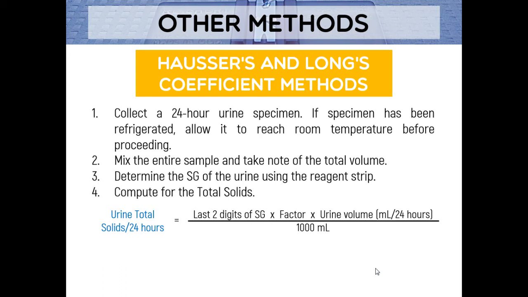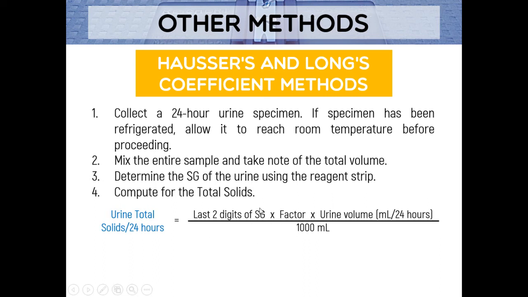For Hauser's and Long's coefficient, we account for the total solids, all the solids found in the urine, regardless of the cell type present. So regardless if they are crystals, casts, or other cells, the result of this is the total solids in the urine regardless of the type of cell or sediment found. Okay? All right.